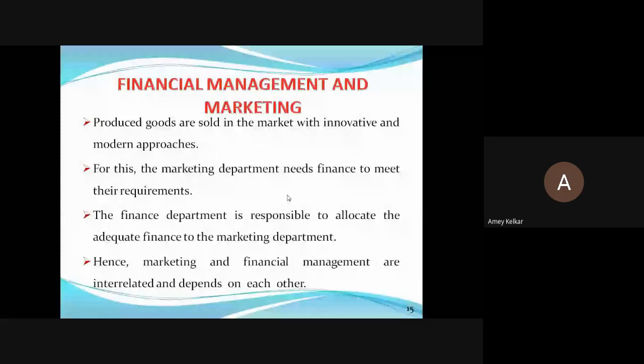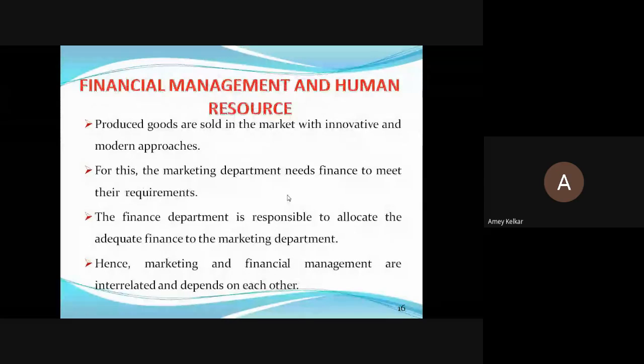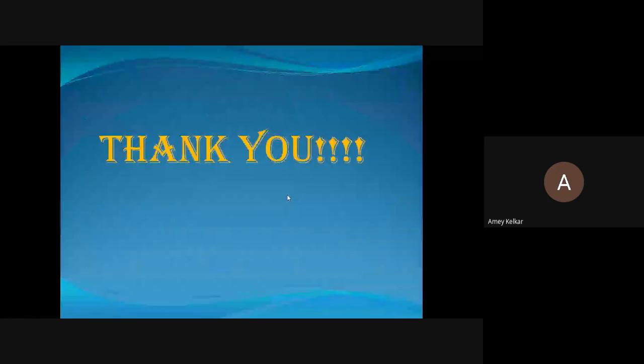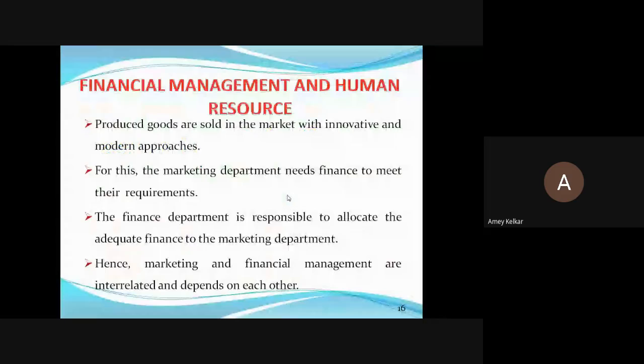Then the last point is human resource. Human resource is that particular section which overall manages all the people who are working. They are responsible to allocate adequate finance to the marketing department. All those things happen in human resource. It is a very important part wherein the number of employees working, what is the need, and the different requirements of each and every other section are studied. Fund allocation is recommended by your human resource department to the main accounts department. So these are all the scope of finances.